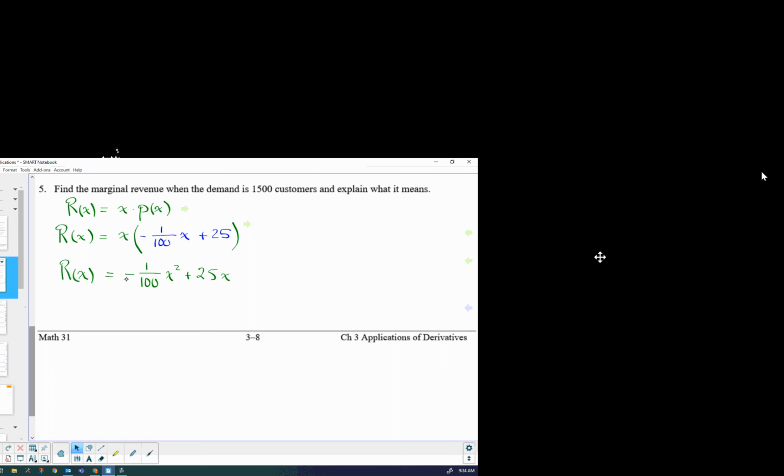Number 5. Everybody happy with my revenue function? Okay, so then we will take the derivative to find the marginal revenue function. And then we'll plug in the 1,500 and we get -5. And then we have the question, what does this mean?